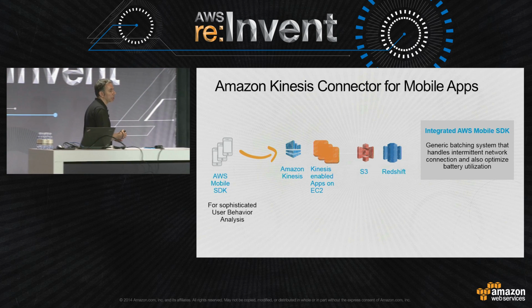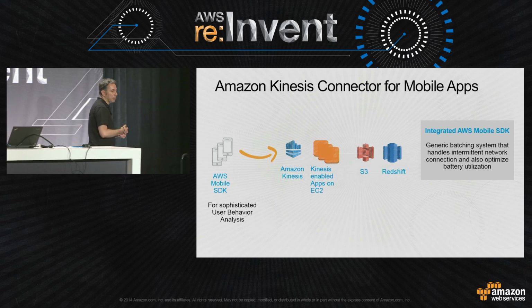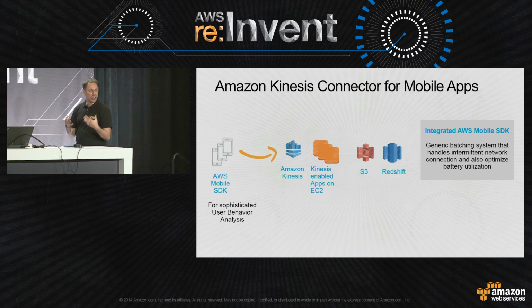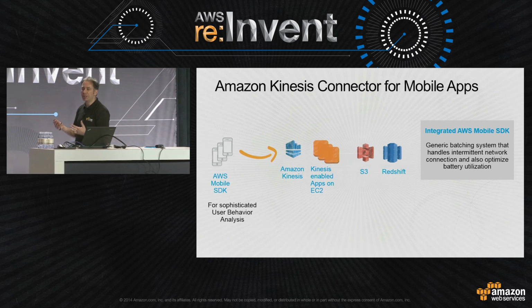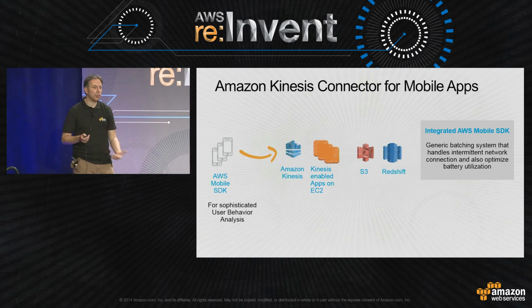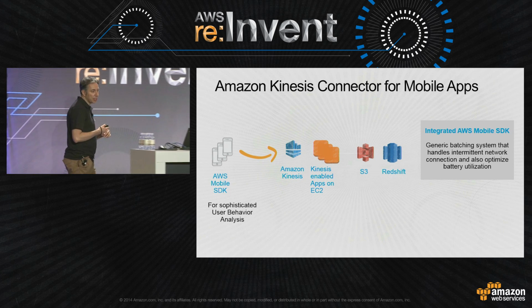So every stream can inject up to 1 megabyte per second and 1,000 writes per second. So it's quite huge just at the beginning, and it costs a few cents per hour. So it's very scalable. Then on the back end, you can have an application consuming these events.